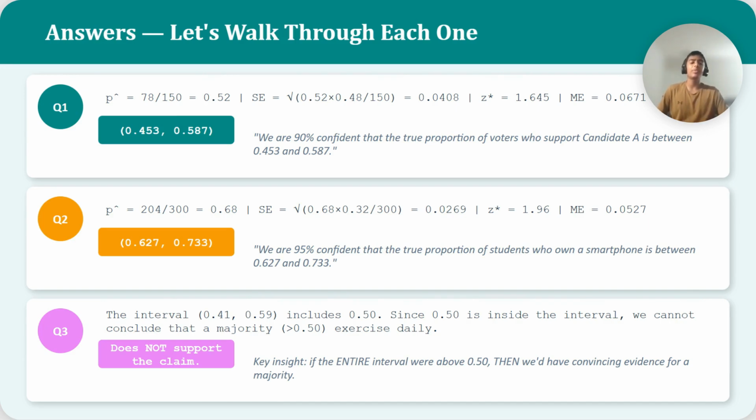That means 0.50 is a plausible value for the true proportion. We cannot conclude that more than half exercise daily. We cannot rule out exactly 50%. If you got question 3, you actually understand confidence intervals, not just a formula.